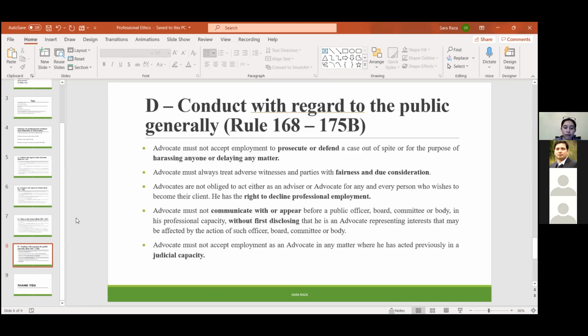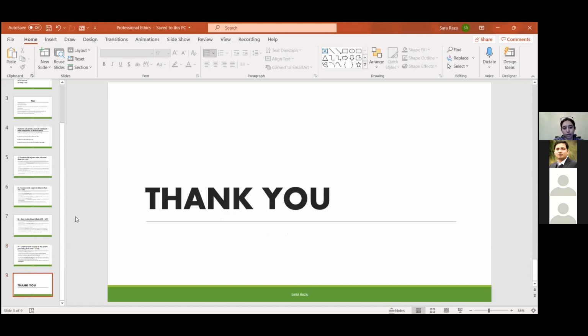And finally, an advocate must not accept employment as an advocate where he or she has previously acted in a judicial capacity or been a judicial officer. So these were the professional ethics rules, and you should definitely go to the 1976 rules and read all of them. And like I said, make a mental note of the rule numbers so that it can help you easily score on that part of the law GAT exam. Thank you.